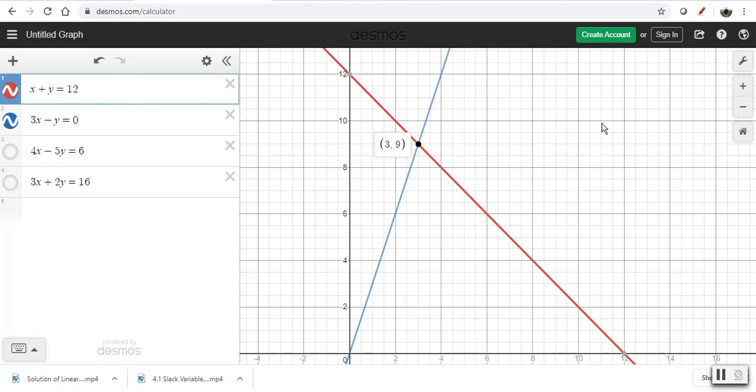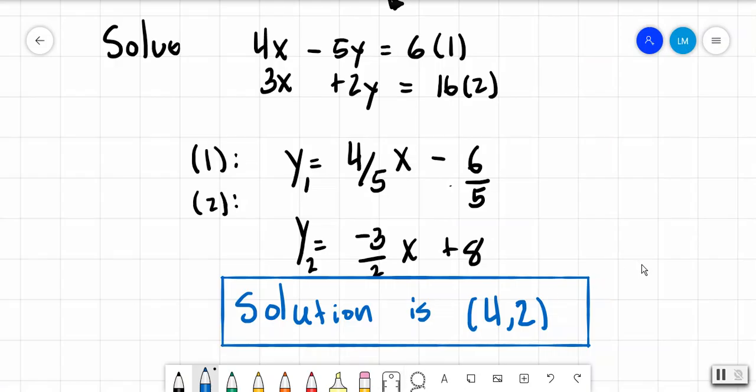So if you type this into Desmos, it pretty much gives you the solution. But more or less, you're using the graphing calculator, and you're using the feature that it's second trace and then intersect.